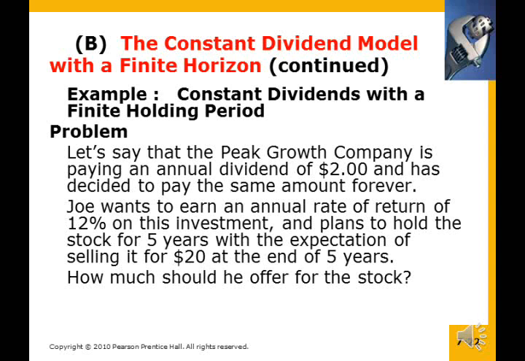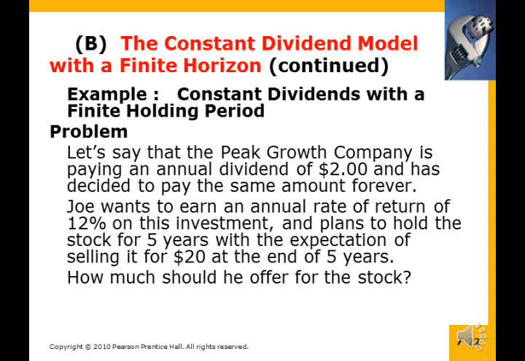Joe wants to earn an annual rate of return of 12% on this investment and plans to hold the stock for 5 years. In this case, we will apply the second model because we have a finite horizon with the expectation of selling it for $20. This is the future value or the future price of the stock at the end of the 5 years. So that is my N. How much should he offer for the stock?